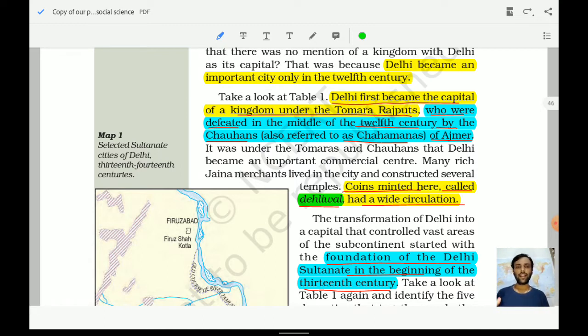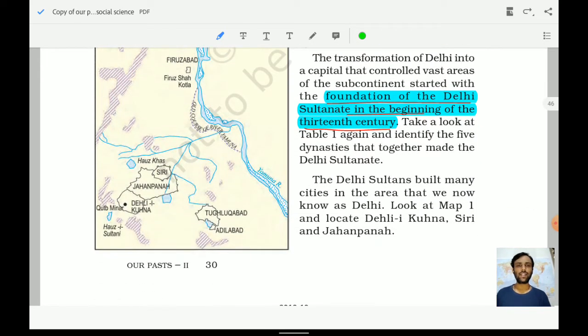Right, since the trade and the other things were happening, so definitely it was in circulation. The foundation of Delhi Sultanate in the beginning of the 13th century. So it is telling us how the foundation of the Delhi Sultanate happened.